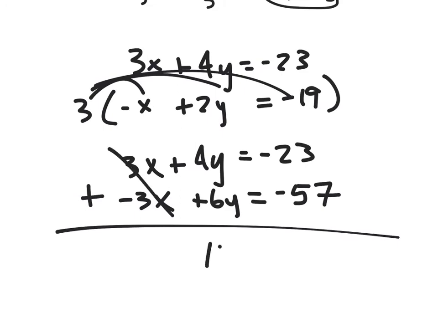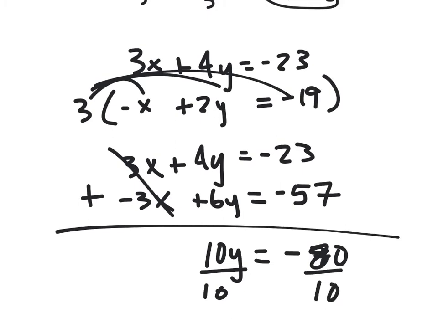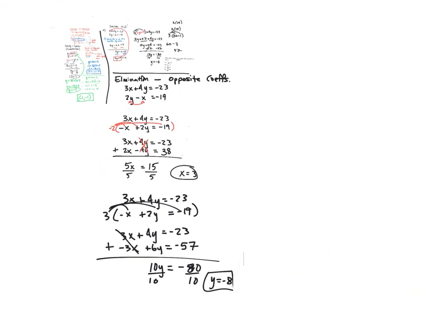Your x's cancel out. You get 10y is equal to negative 80. Divide by 10, and so you get y equals negative 8. Same thing. Doesn't matter what you do. All right? But that's that.